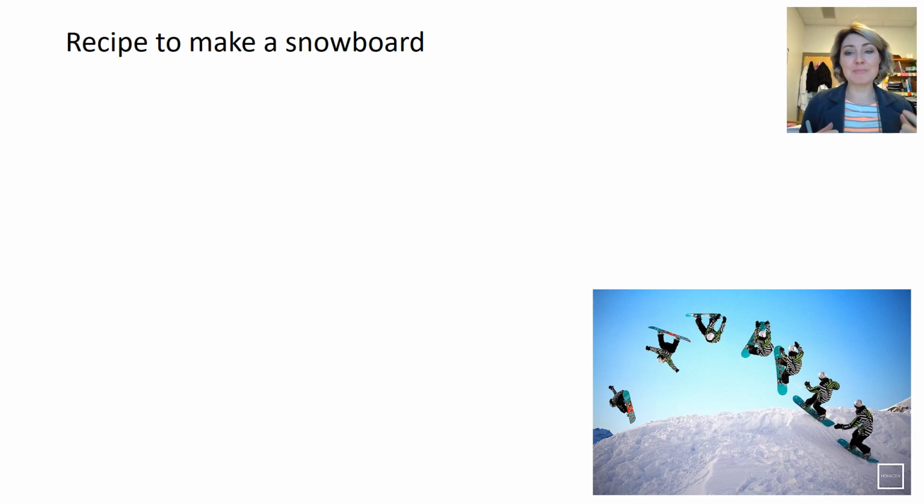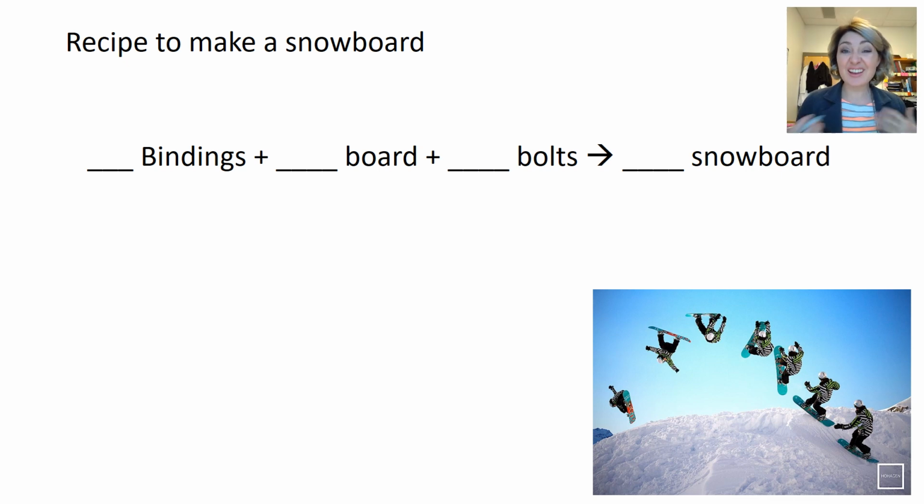So if I wanted to make a complete setup for a snowboard, I'm going to need bindings. I'm going to need bolts to secure the bindings to a board. So I need those three pieces to make one complete snowboard. So we can kind of look at this as a chemical equation where we have bindings plus a board plus bolts equal a snowboard. As you know, or maybe you don't, and this is new to you, you can't just throw together a random number of each of these things and wind up with one complete set of snowboards.